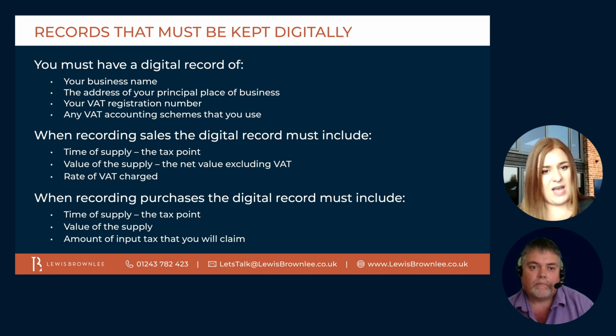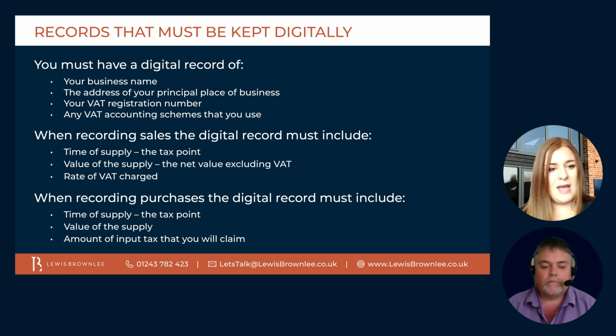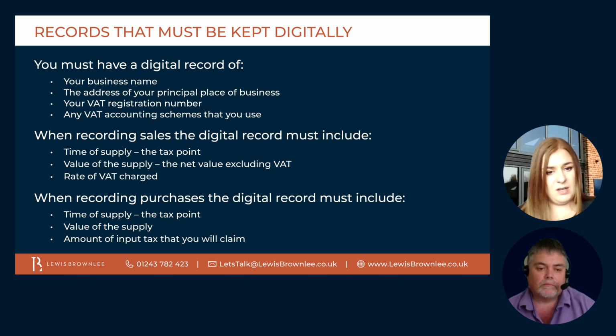The records that must be kept digitally are shown on the screen just now and include things such as your business name, your principal place of business, VAT registration number. For sales, they need to show the time of supply, the value of the supply, and the rate of the VAT charged. Purchases need to show the time of supply, the value of the supply, and the amount of input tax that you're going to claim.